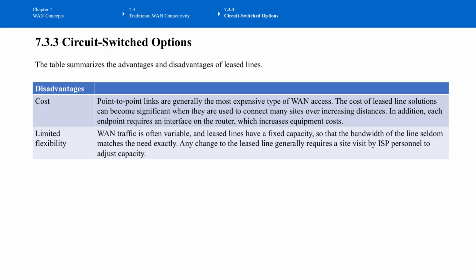Also, the limited flexibility. WAN traffic is often variable, and the leased lines have a fixed capacity, so the bandwidth of the line seldom matches the need exactly. Any change to the leased line generally requires a site visit by the ISP personnel to adjust the capacity.